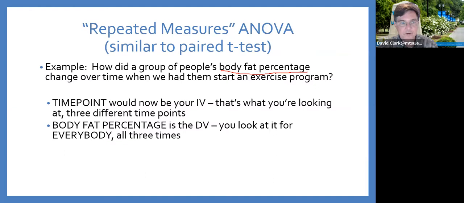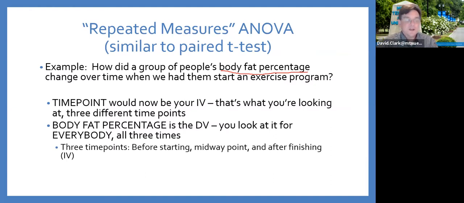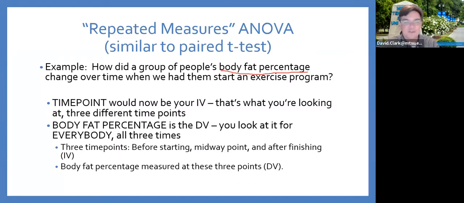All right. So here we go. At the very bottom of page 2 there's your 3 time points: before starting, halfway through, and finishing. That's your independent variable, and your body fat percentage is your dependent.